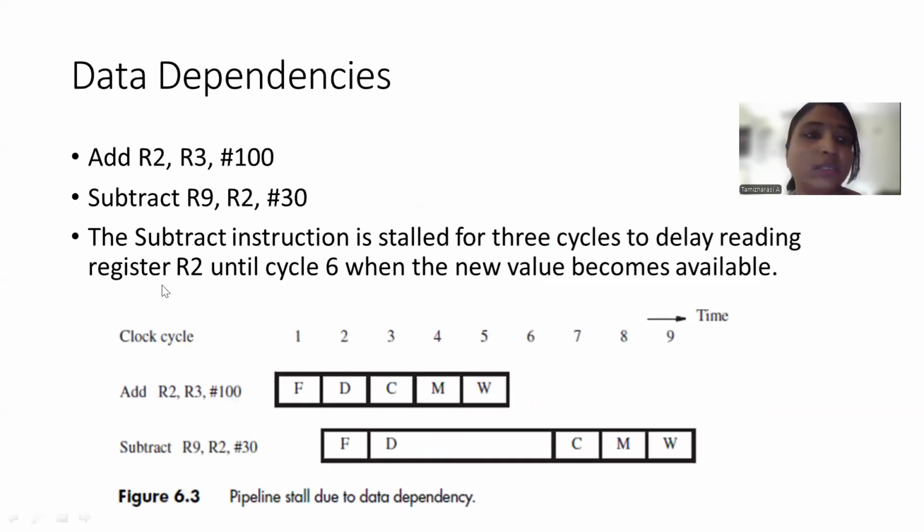Let us take this example. You can see there are 2 instructions, add and subtract. Here R2 is equal to R3 plus 100. We are using the immediate addressing mode: the constant value is added with R3 and stored in R2. Then subtract R9, R2, 30. In this case, the second instruction needs to wait for the data from the previous instruction. After adding R3 and 100, the data in register R2 has to be fed to the subtract instruction. You can look at the diagram here.